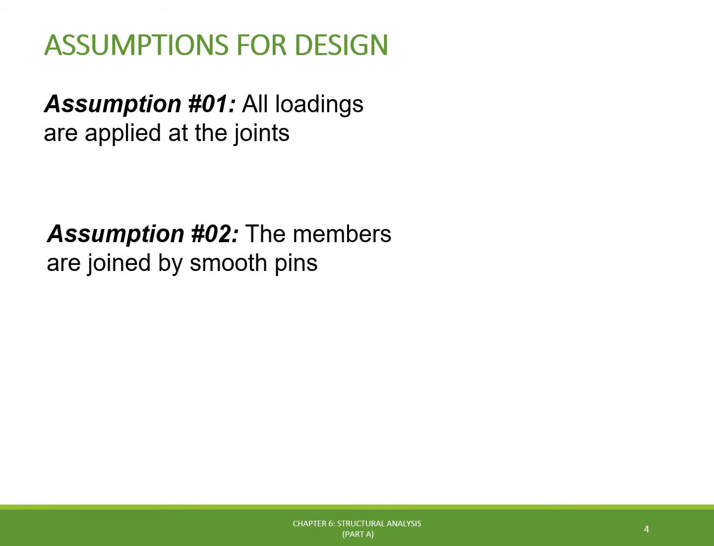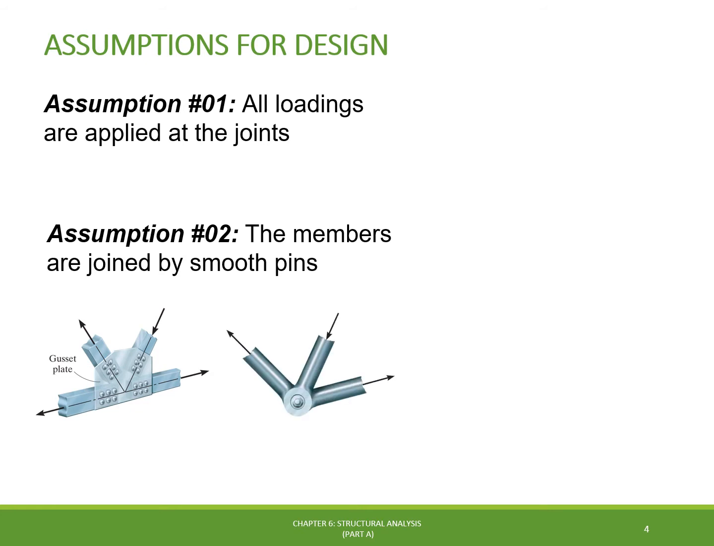Secondly, we assume that the members are joined together by smooth pins. In real cases, the joint connections are usually formed by bolting or welding the ends of the members to a common plate, called a gusset plate, as shown in this picture here, or by simply passing a large bolt or pin through each of the members, as shown in this other picture here. Just for simplicity, we can assume that these connections act as pins provided the center lines of the joining members are concurrent.